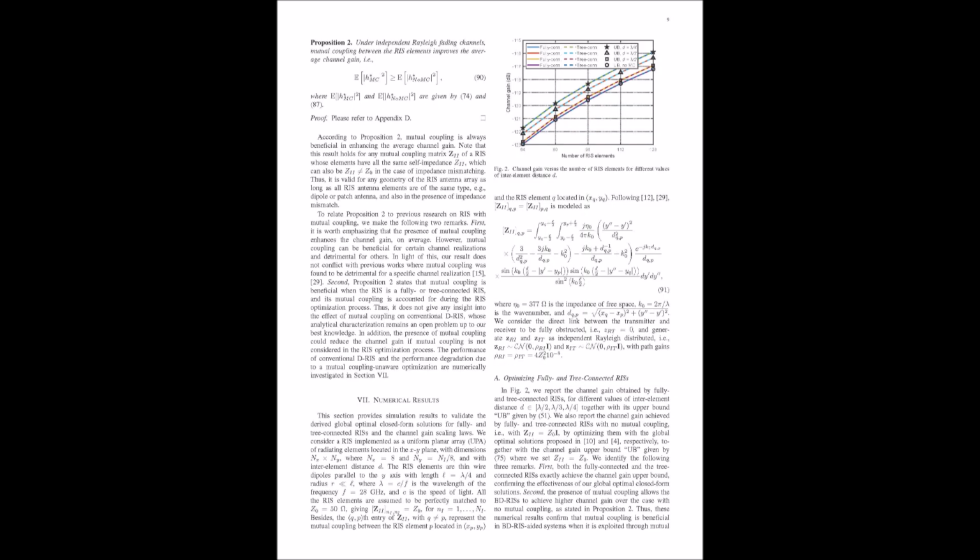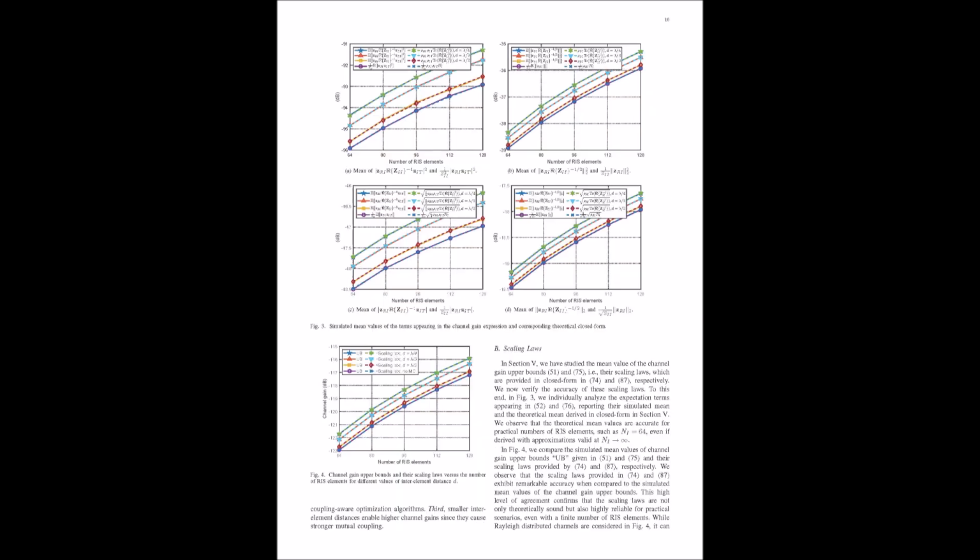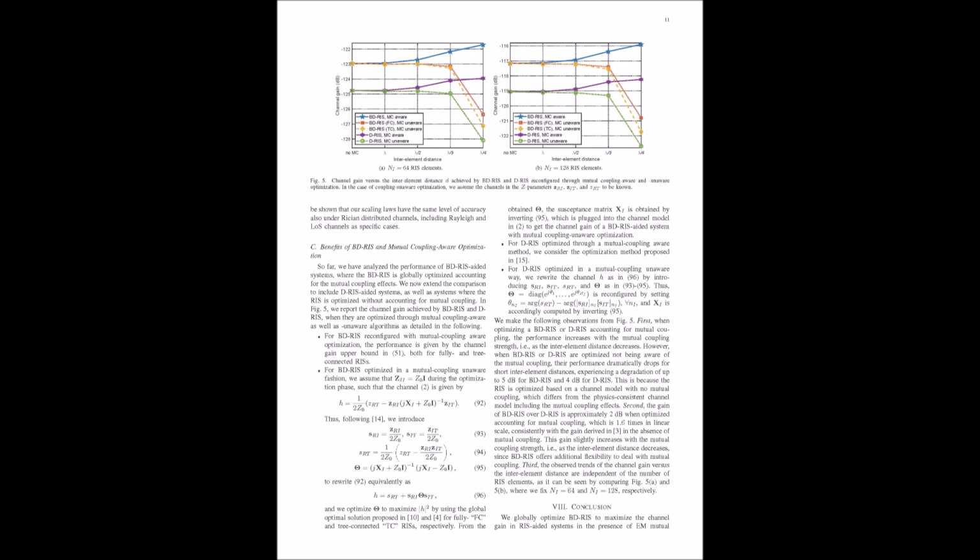This paper is all about finding the best possible ways to configure these BD-RIS systems. So optimizing their performance? Exactly. They're specifically looking at two types of BD-RIS, fully connected and tree connected. And the goal is to max out that channel gain. Yep, make that signal as strong as it can be. So more power to the signal, basically.